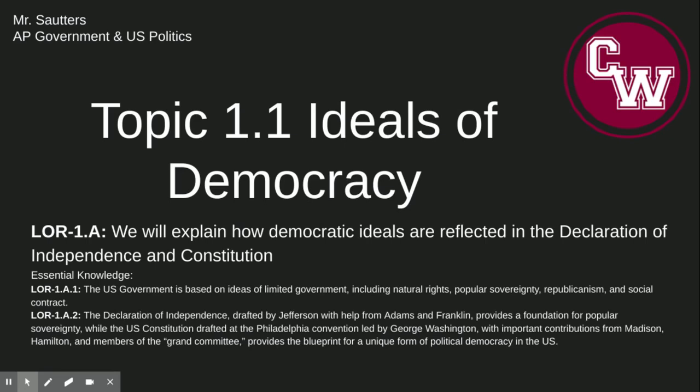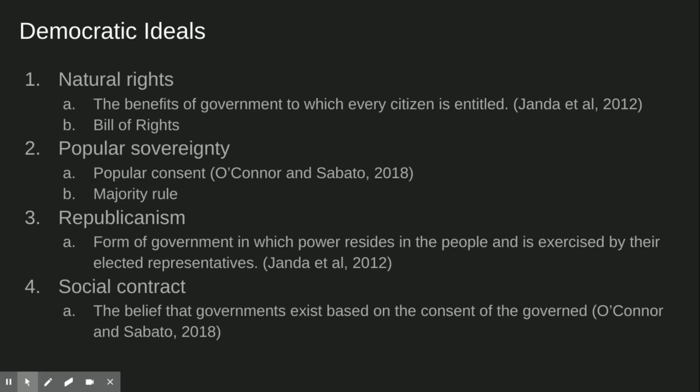There are some very important vocabulary words, including natural rights, popular sovereignty, republicanism, and social contract. We're going to look at the Declaration of Independence and the Constitution and their roles in forms of popular sovereignty and political democracy. To start off, we need to think about those important vocabulary words that are included in the democratic ideals. The first is natural rights, second, popular sovereignty, third, republicanism, and fourth, social contract.